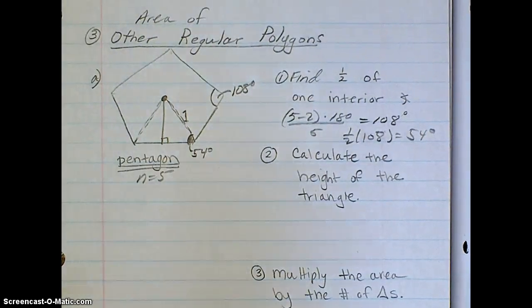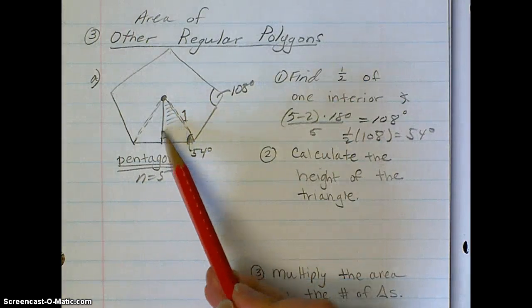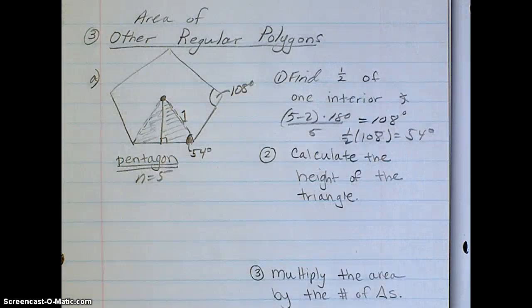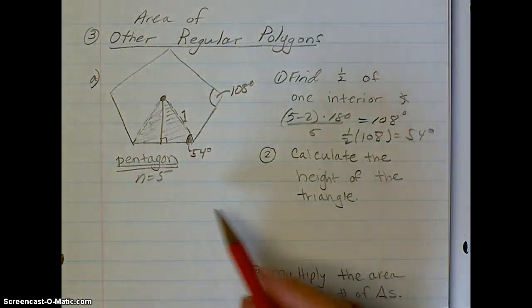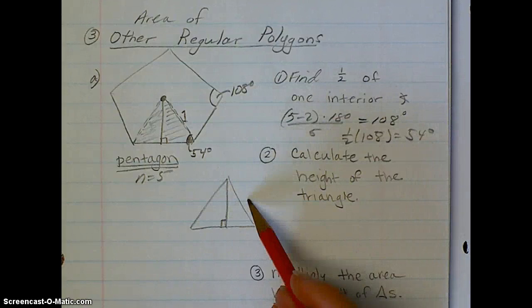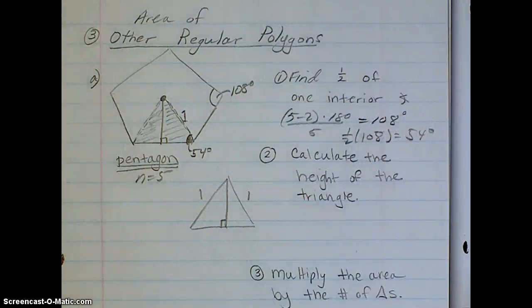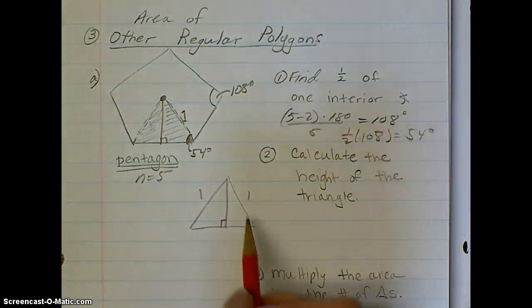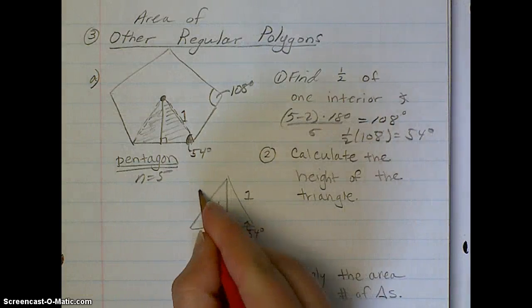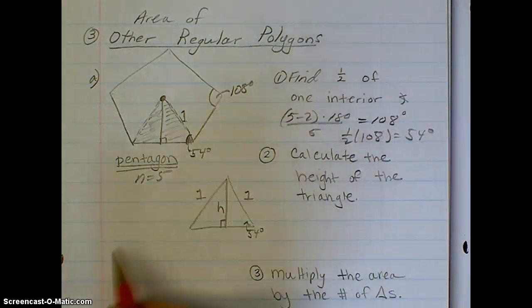Okay, now we need to calculate the height of the triangle. And the triangle that I'm talking about is this whole triangle. So if you need to, draw it off separately. We've got side lengths here of 1, and we have a 54-degree angle. And I have h. How am I going to find h? Well, you're going to need to use SOHCAHTOA.